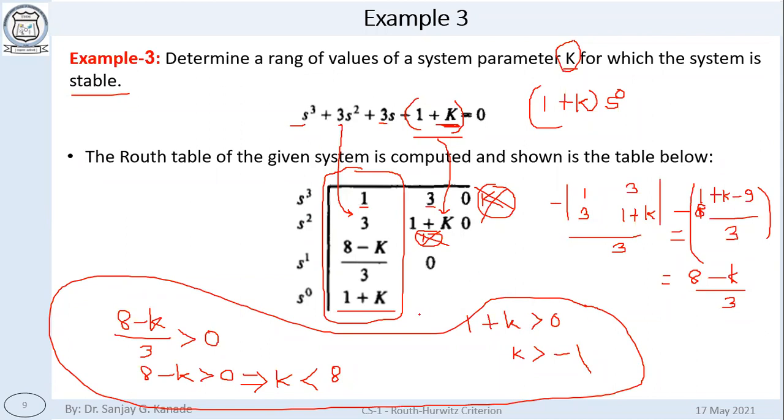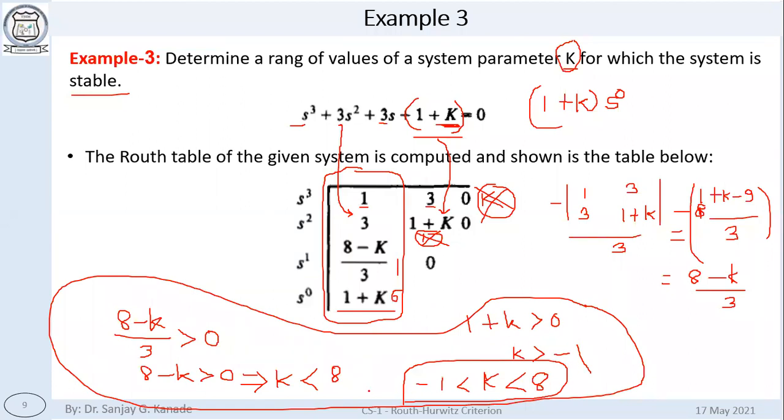Okay, so finally, what are the two conditions? k is greater than -1 and k is less than 8. So -1 less than k less than 8. Now see, you apply this condition. You take any value between -1 and 8, let's say 5. If you take 5, what will this value be? 8 minus 5 is 3, upon 3, so it will be 1. And here, if you take 5, it will be 6, right? So the first column is all positive and the system will be stable.